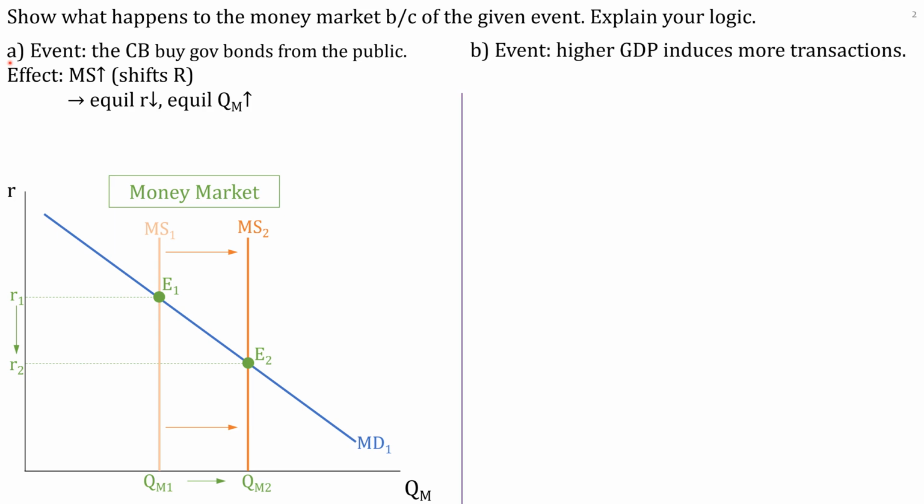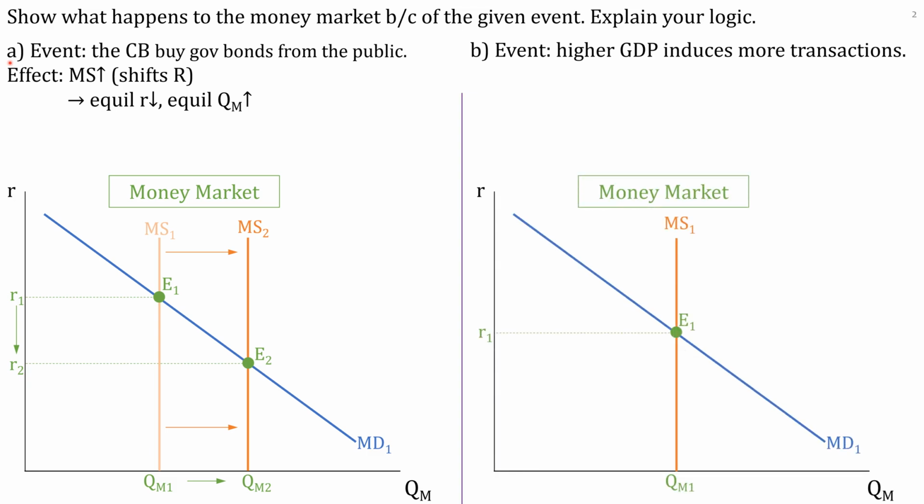Here's another example. If there's a higher GDP and it induces more transactions, once again, we can start by just drawing the money market in equilibrium. And then we need to think, well, how does this affect either the money supply or the money demand? In this case, it's not the central bank that's manipulating the amount of bills in circulation, so it's not the money supply that's changing. What it is doing is affecting people's demand for holding bills, or currency. So if there's a higher GDP and it's inducing more transactions, if people want to buy more things, they're going to need to hold more cash on hand. So that's actually going to increase the money demand.